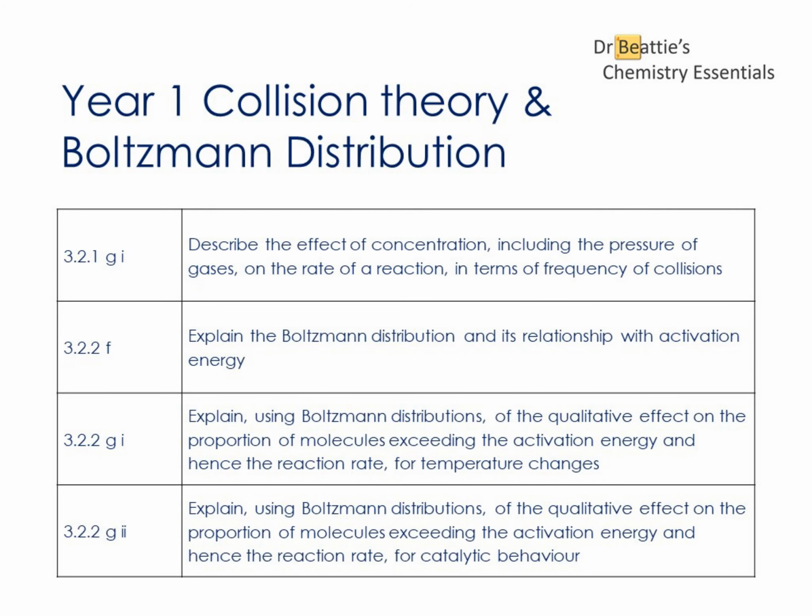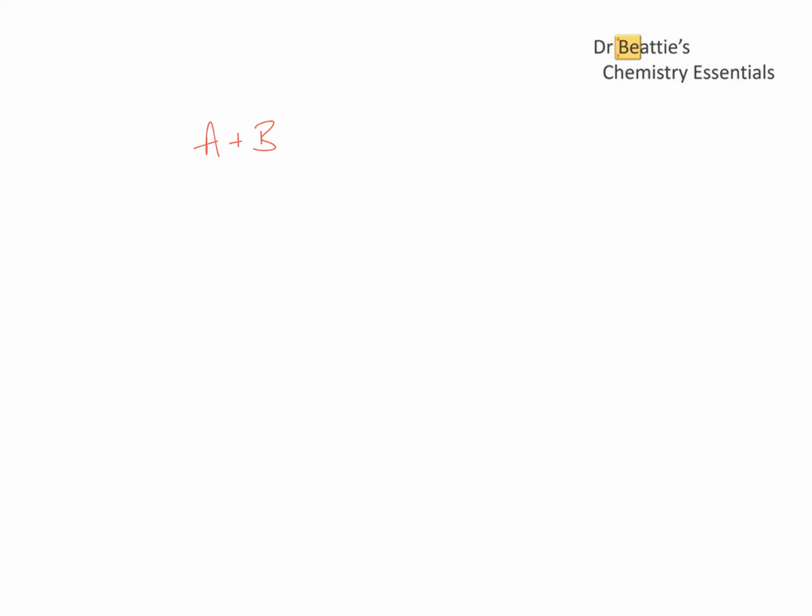In this lesson we're going to look at Year 1 topics of collision theory and Boltzmann distribution. And so we're going to build on some GCSE knowledge of rates of reaction and then look at some new ideas with Boltzmann distribution graphs. So imagine we have our two reactants A and B, and we can also represent the energy of A and B, the reactants, on an energy profile.